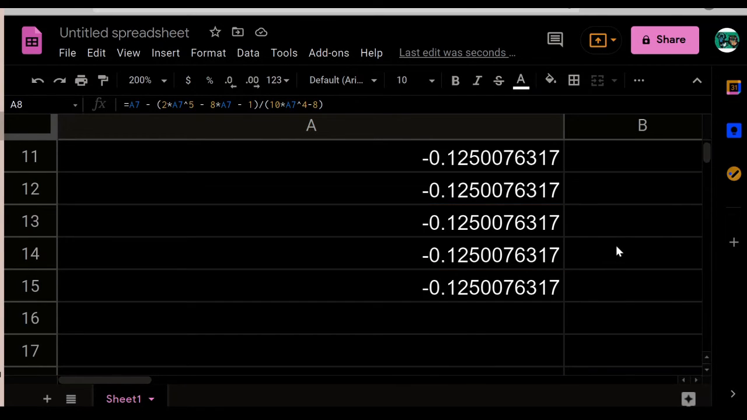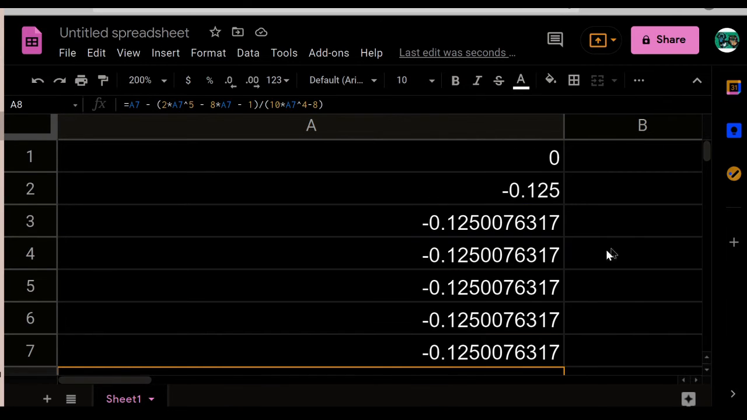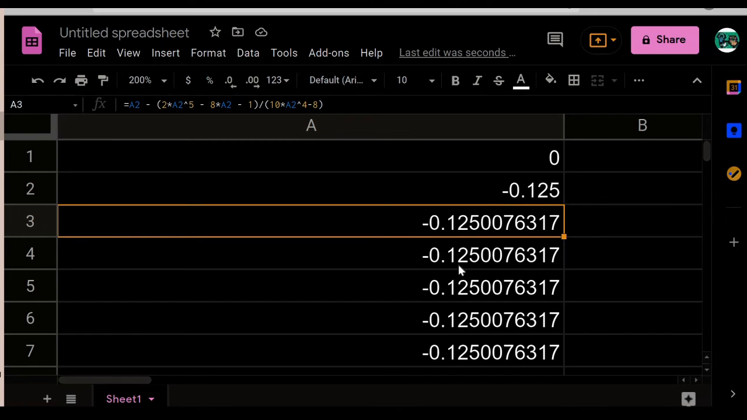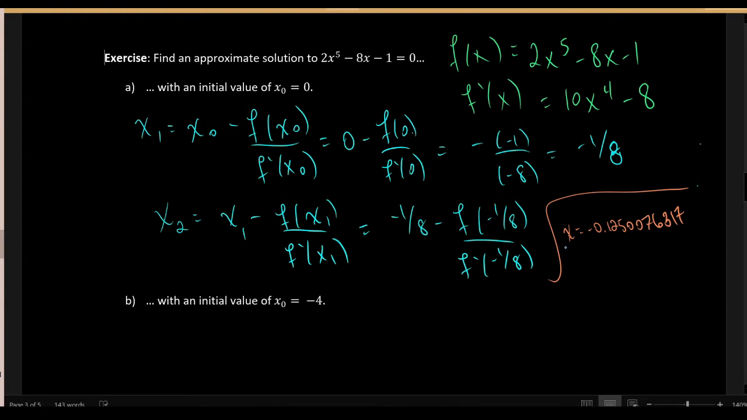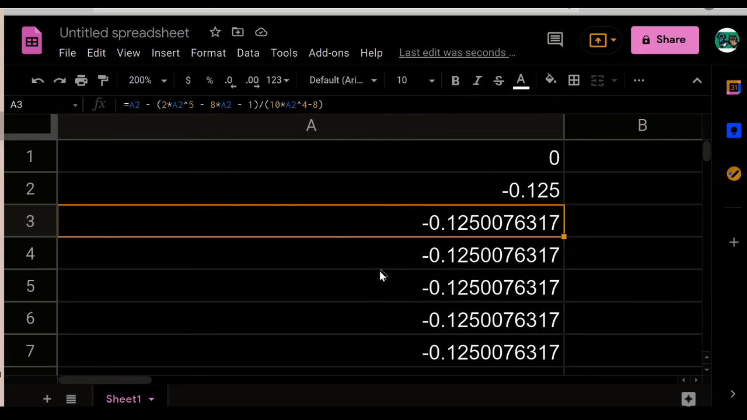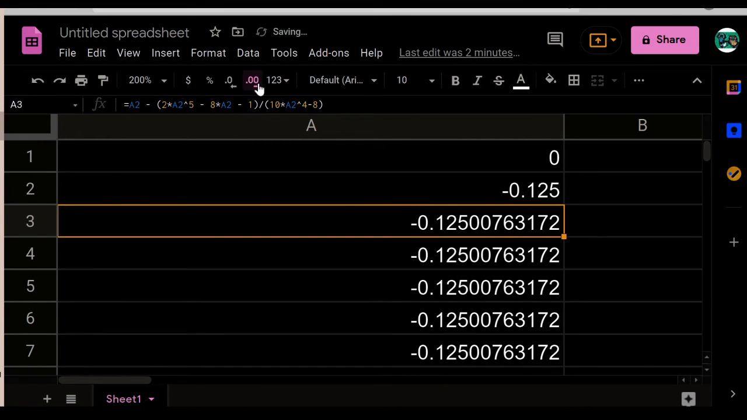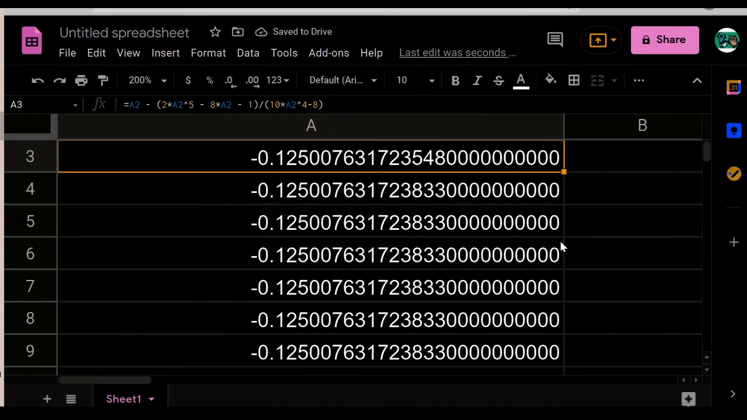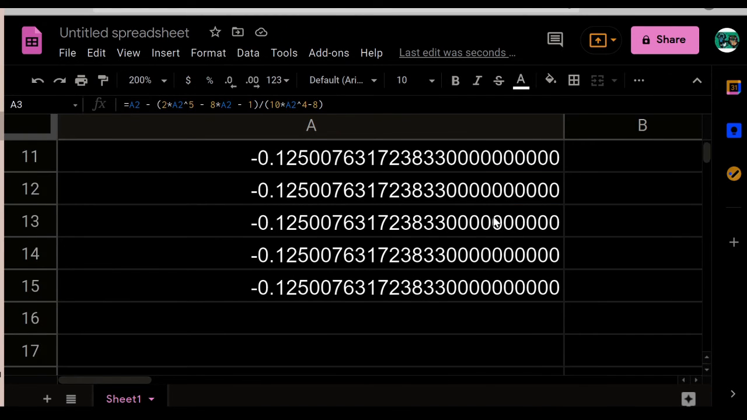Now the values have stabilized extremely quickly. They stabilized basically as soon as we hit x2, x3 to a value of negative 0.12500763317. Already, this approximation is extremely accurate to, looks like 10 decimal places. And that's basically because that is the default number of decimal places that Google Sheets will display. It is possible using this method to get even more decimal places. For example, if I force Google Sheets to display even more decimal places, we can see even more degrees of accuracy.